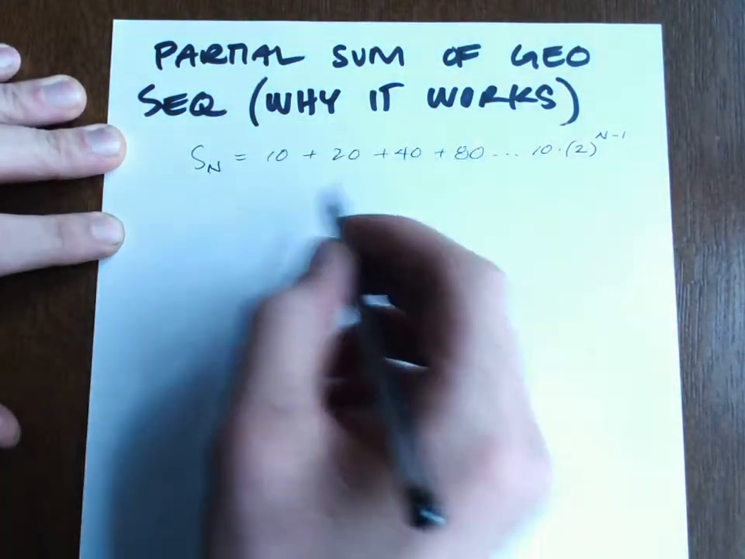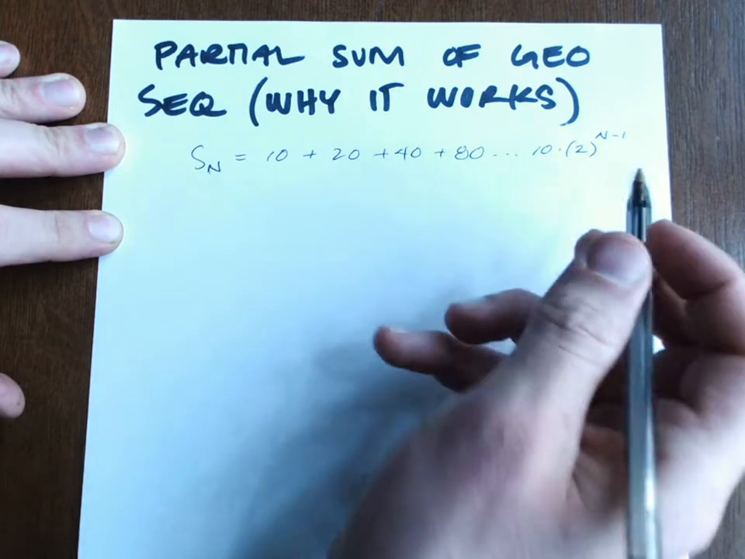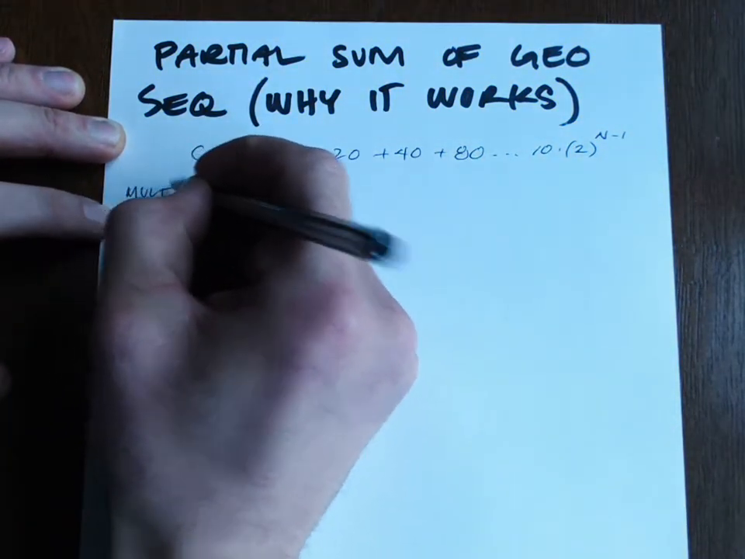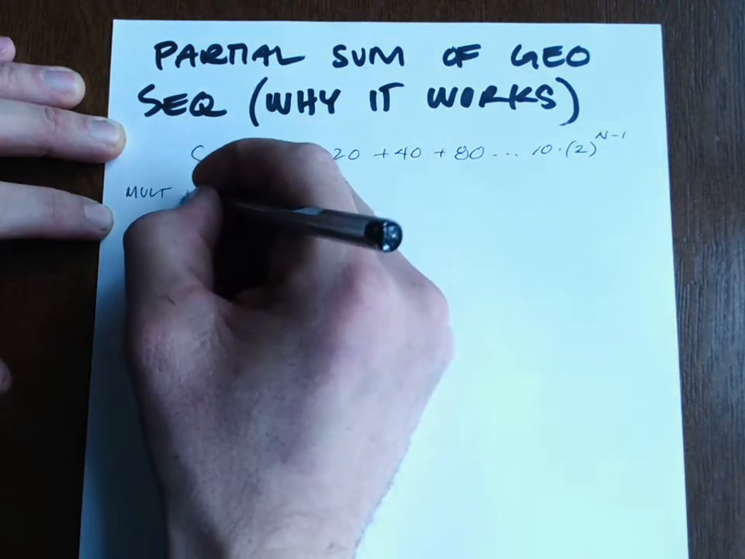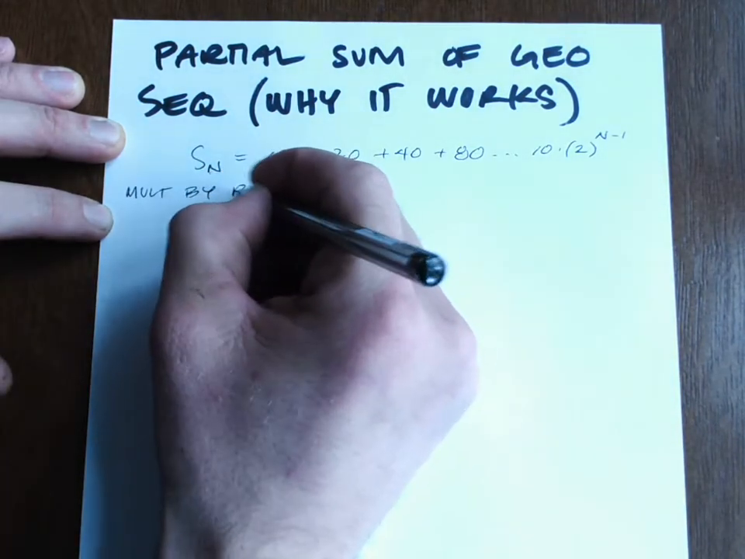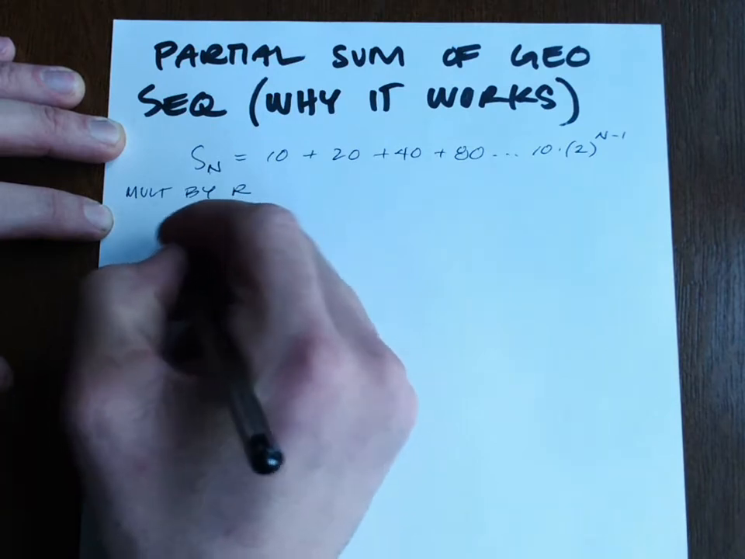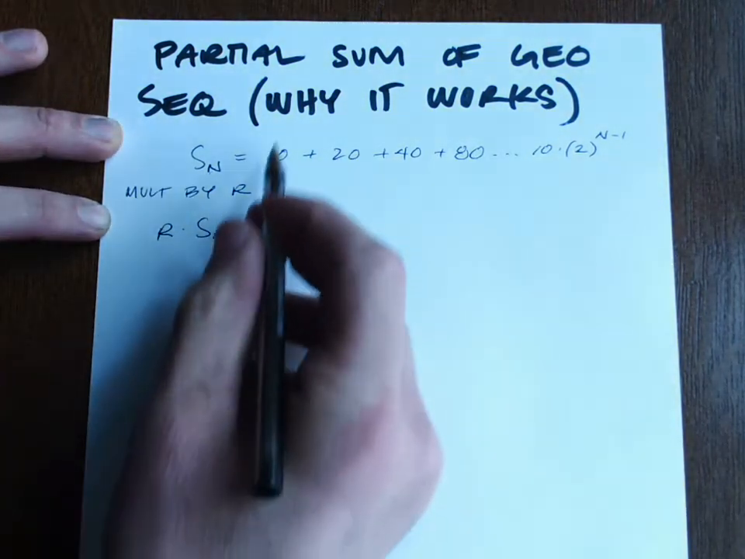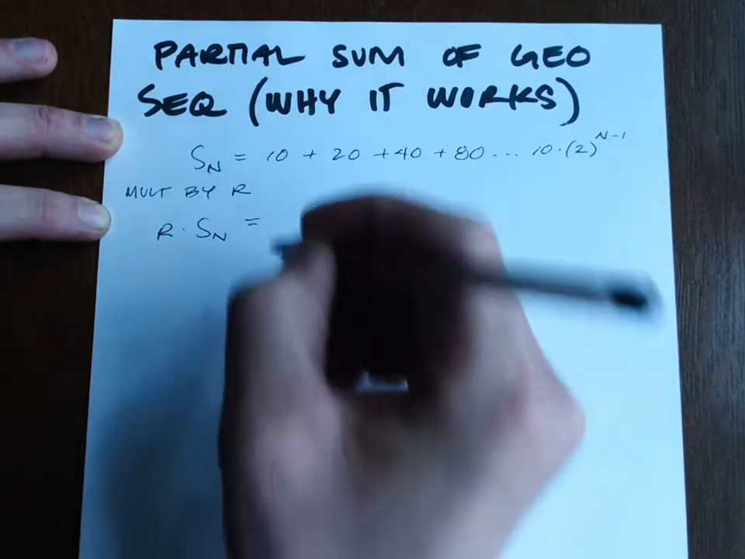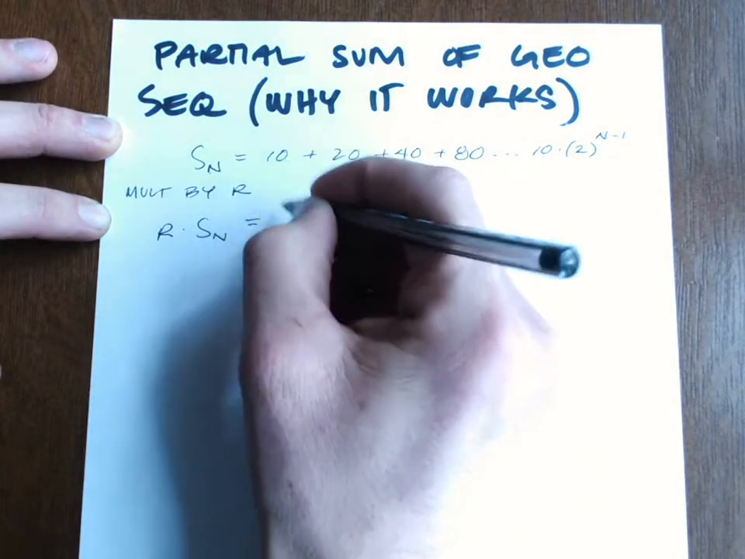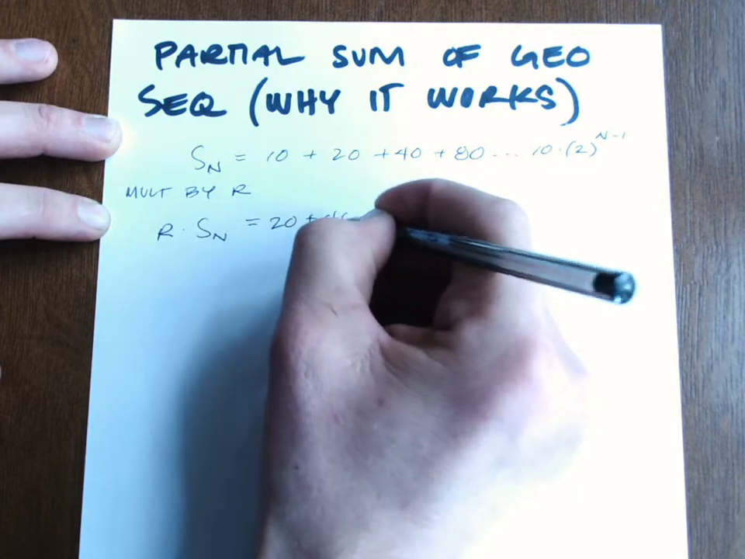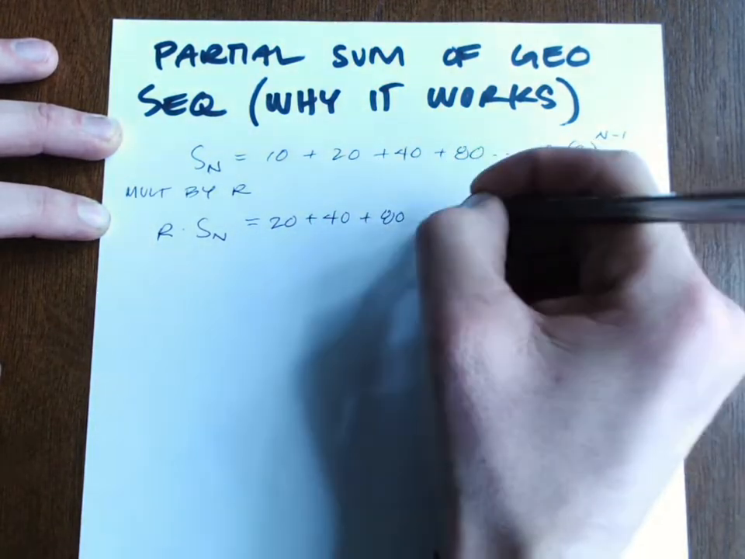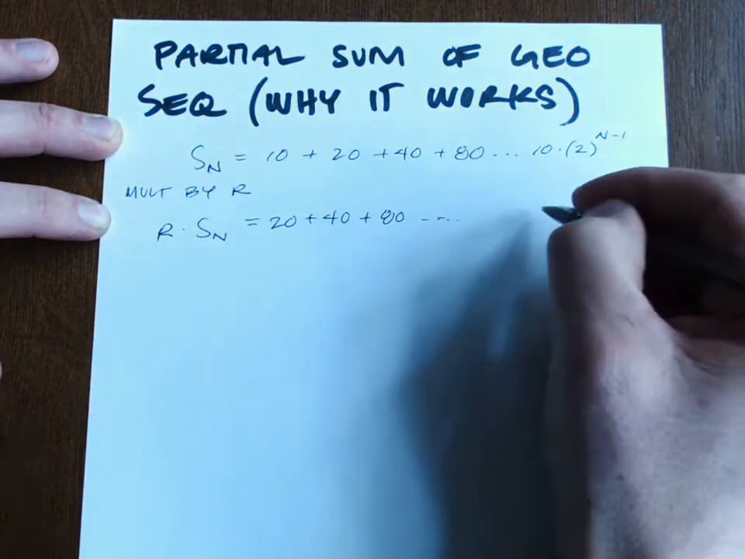So I want you to consider, since these numbers are multiplied by 2, if we multiply both sides by r, which is 2, then we get... I'm going to kind of go back and forth in between numbers and representation of numbers. The 10 would turn into 20, the 20 would turn into 40, 40 into 80, and so on, all the way up until the last term.